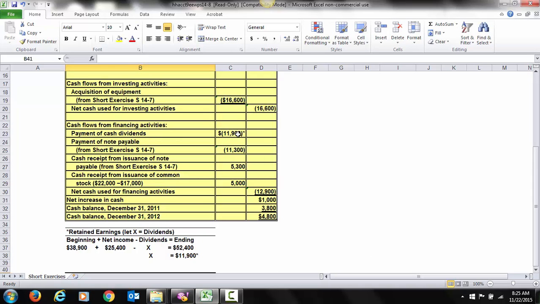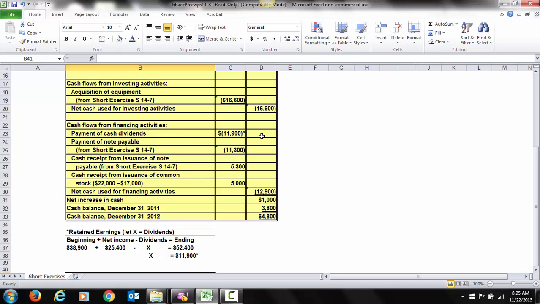So here you can see that we've paid cash dividends, but we don't see anything in the data that says that we paid $11,900 in cash dividends. Where did we get that number? Well, the difference in retained earnings is the difference between the $38,900, right, and the $52,400 that we end up with, and that's $13,500. But where does that difference come from?